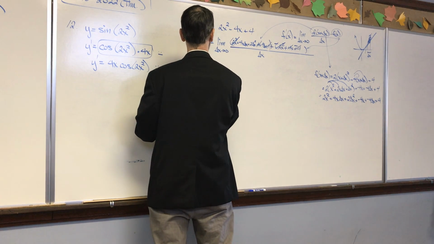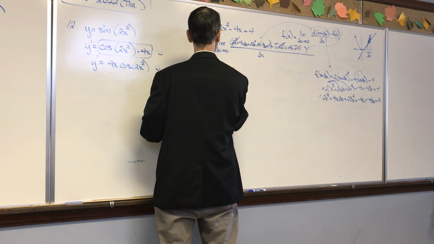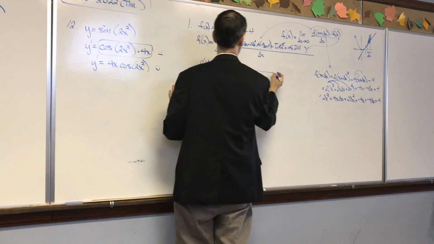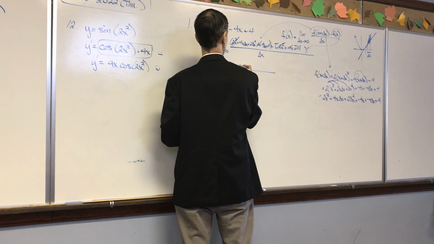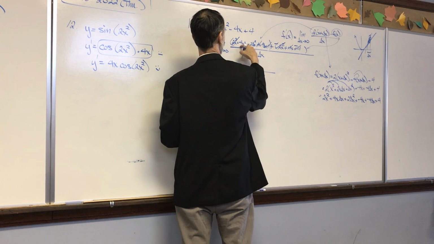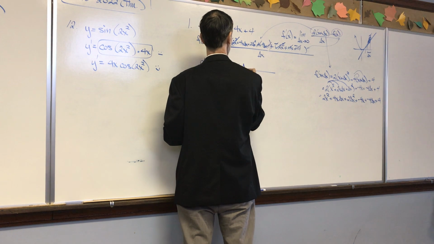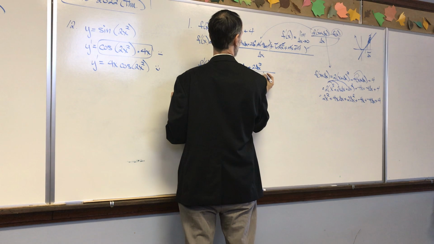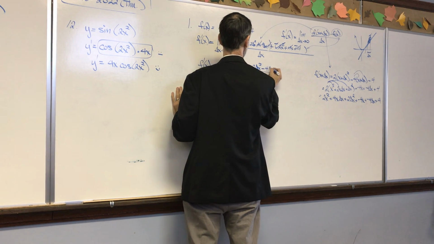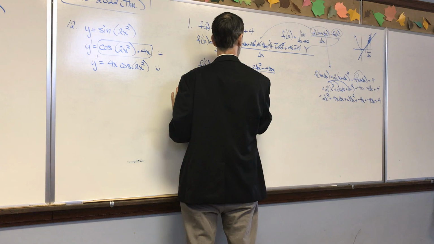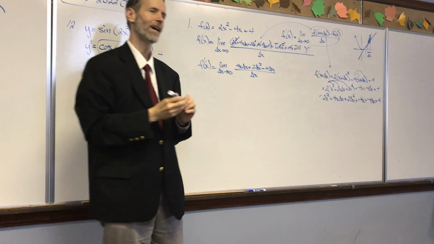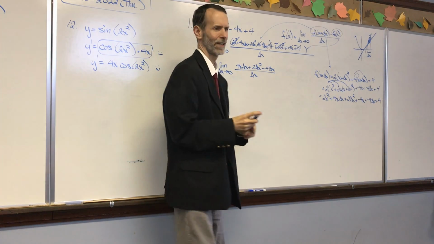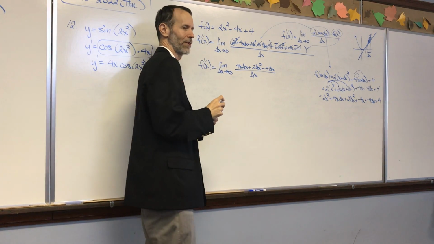So f prime of x equals still the limit as delta x approaches 0 of what? What's still surviving? 4x delta x plus 2 delta x squared minus 4 delta x, good, all over delta x. What do you do now? Can I plug in delta x equals 0 right now? No, still dividing. What's the cure for this?